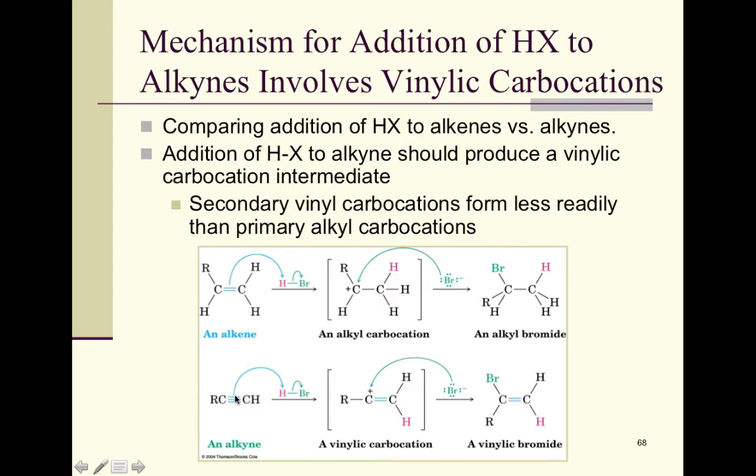The pi electrons from the alkyne are going to grab this hydrogen. The pair of electrons are going to go to the bromide. A vinyl carbocation is formed. The bromide comes in and attaches to the carbocation, and now we have a vinyl bromide. Again, vinyl is the position that is on the carbon-carbon double bond. This is a vinyl position here.